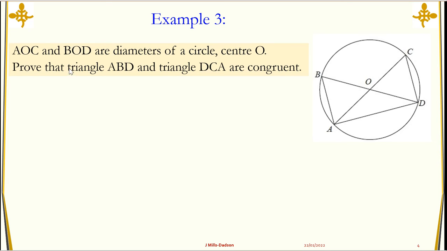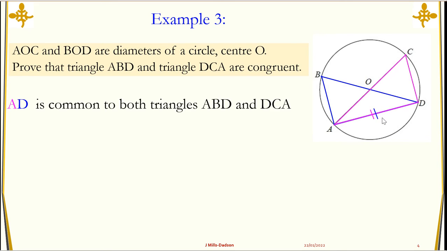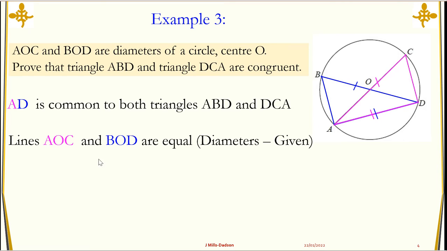Next, we have AOC and BOD are diameters, as you can see, and O is the center. We need to prove that ABD and DC are congruent. Okay, so let's mark them. We start, they have a common side, so AD is common. AOC and BOD are the diameters, so we mark them, and the diameters are equal.